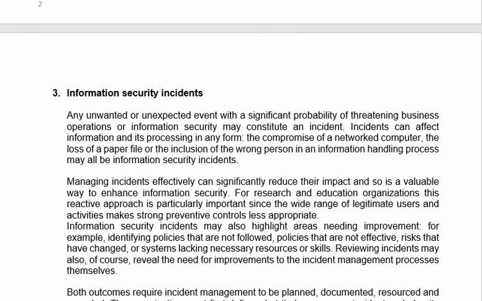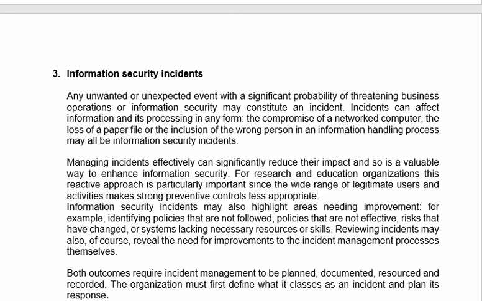Now, the first part is over. Now we are going to see information security incidents. As we have seen in the definitions also, information security incidents are unwanted or unexpected events with a significant probability of threatening business operations or information security. So incidents are unwanted and unexpected.